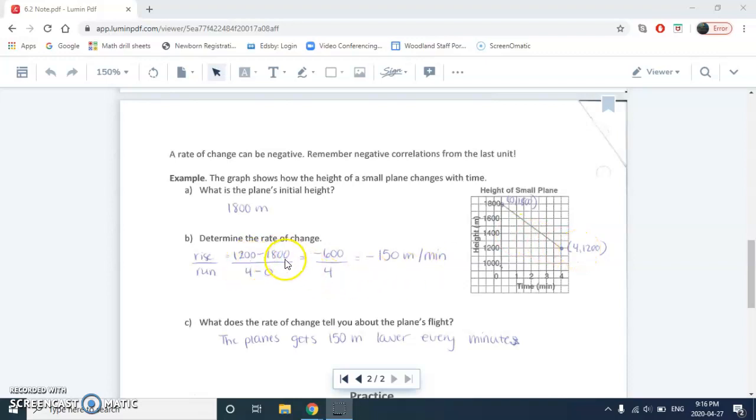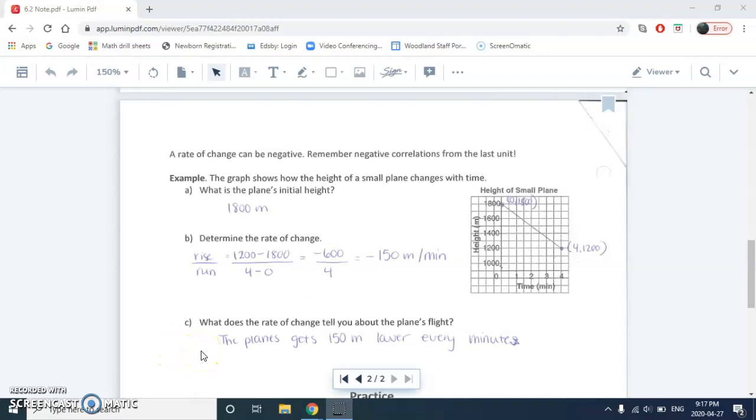So we have 1,200 minus 1,800 gives us negative 600. Notice that we have a negative there. And our run, we are starting at 4, and we're going to subtract 0, which leaves us with positive 4. So if we take negative 600 and divide it by 4, we're left with negative 150 meters per minute.